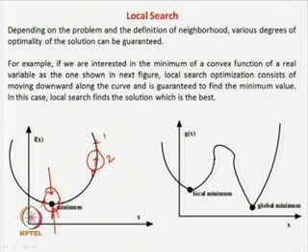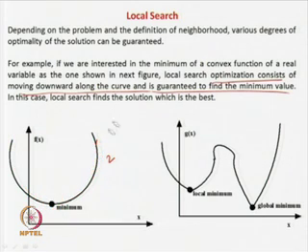In this case, you have to observe that this is a convex function. For example, if you are interested in the minimum of a convex function in a real variable, as shown in this figure, local search optimization consists of moving downward along the curve and is guaranteed to find the solution with the minimum value. Okay, so if the function which you are trying to minimize, or in which you want to find the optimal point, is convex like this, then obviously local search or local heuristic is going to give you the optimum solution, that is guaranteed, because you first do this, then you find the nearby, then you go here, and you have to keep on doing it for some amount of time.